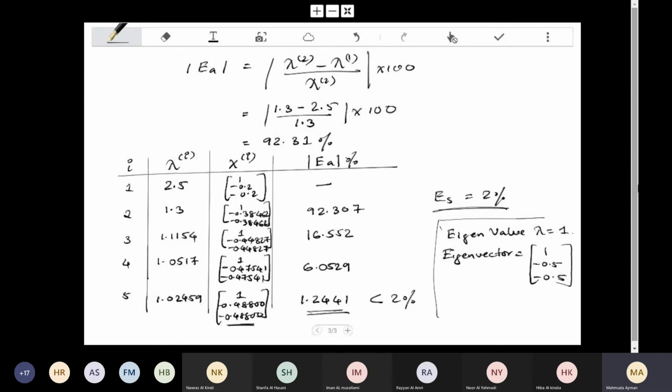Do you all have any questions related to the power method? Please ask me now. Miss, the initial guess will be given for you all? Yes, I'll be giving you guesses. Okay, thank you. You're welcome. Any other questions? Any other doubts?